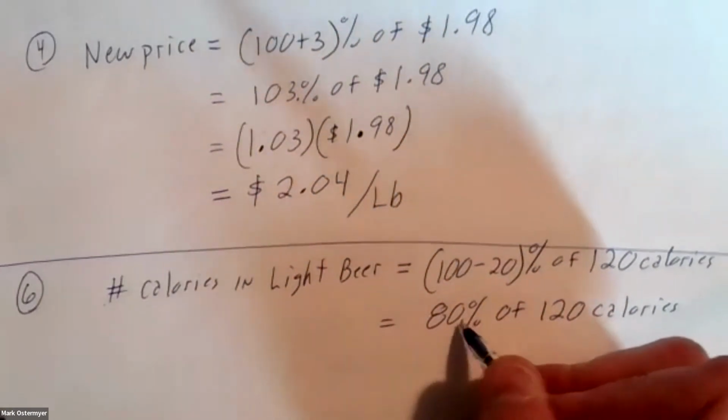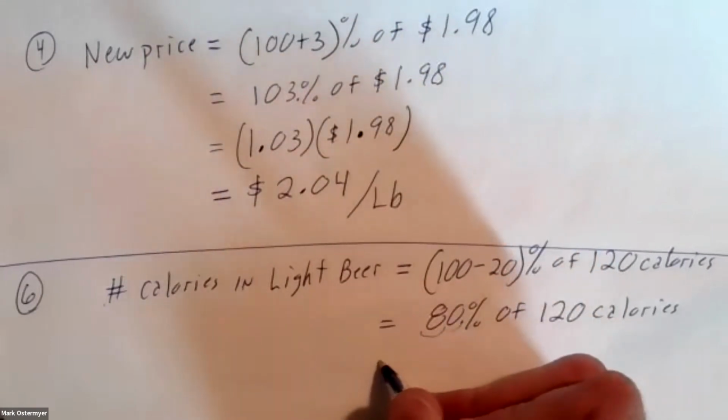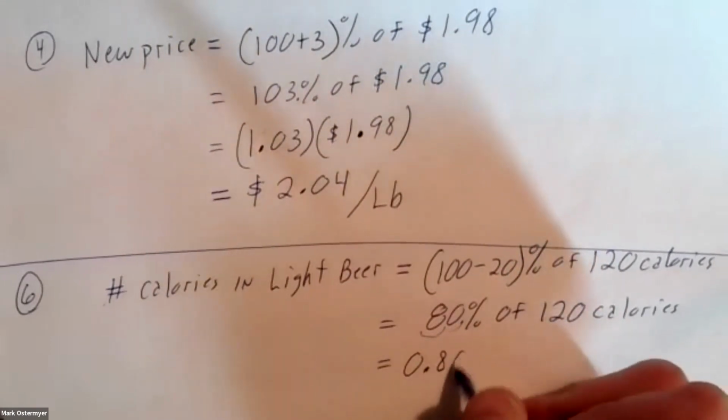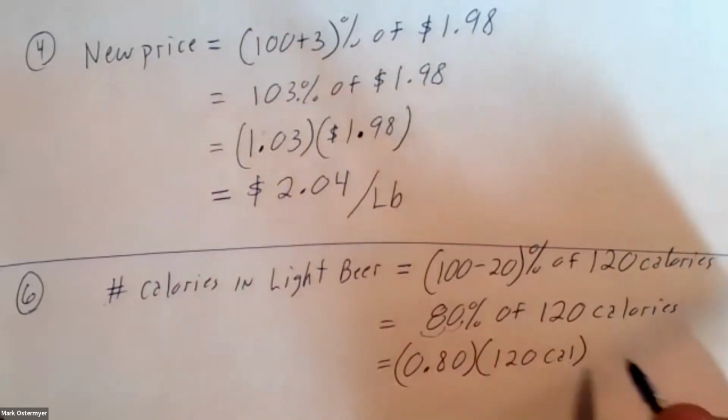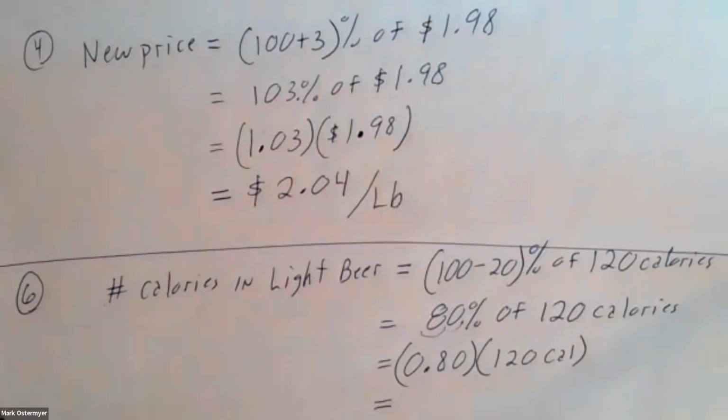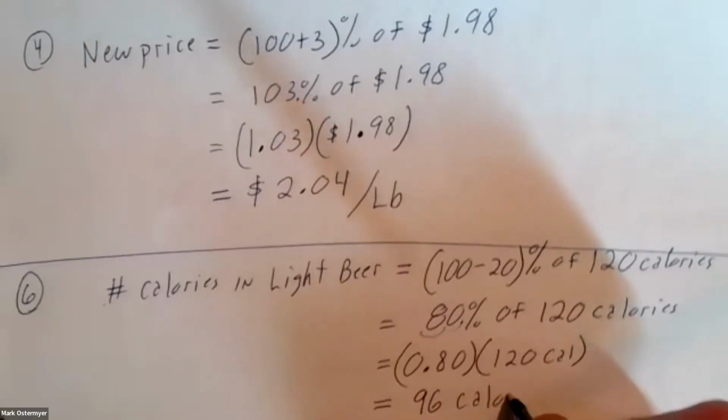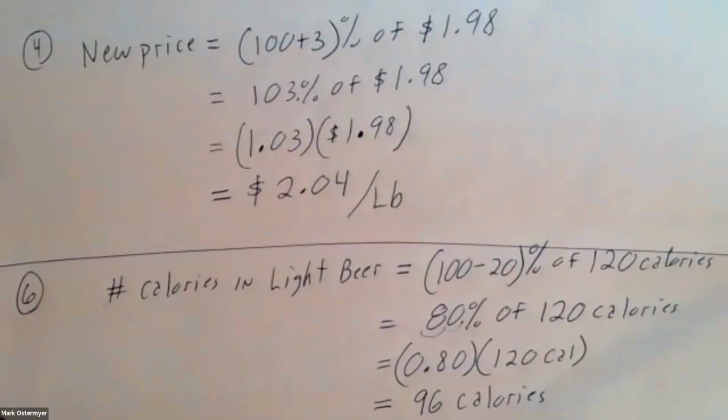Change the percent to a decimal: shift the decimal point 2 places to the left, drop the percent symbol. So it's going to be 0.80. Then we multiply that by 120 calories for the regular beer. What's 0.80 times 120? 96. So the new light beer is going to only have 96 calories. So 96 calories is 20% fewer calories than 120 calories in the regular beer, correct? That's making sense here. It's a percent decrease problem.